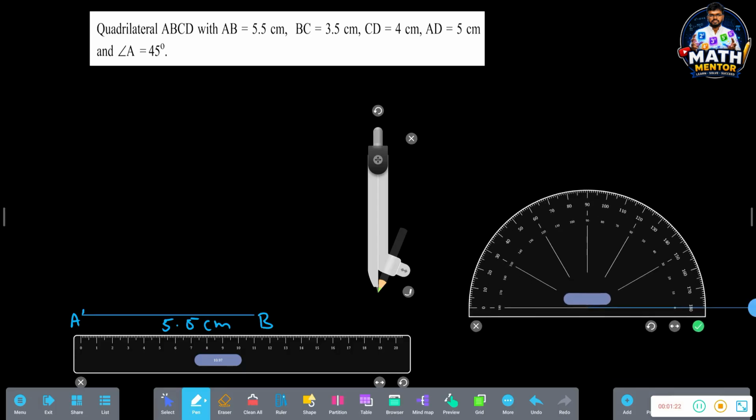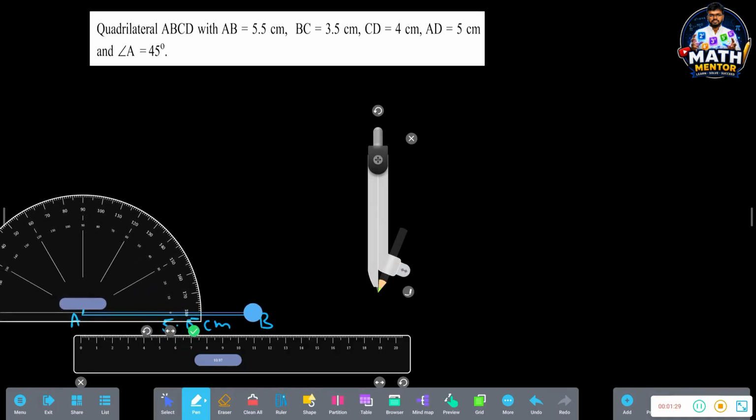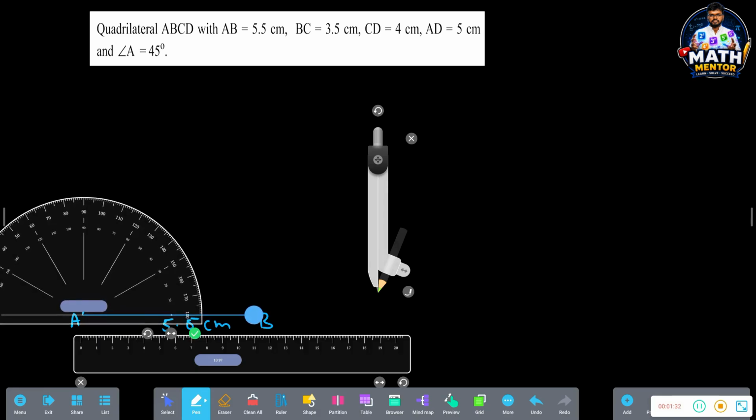So with the protractor, at A we have to take 45 degrees. The protractor should be placed at point A like this, and see where 45 degrees is. So this is 45 degrees.